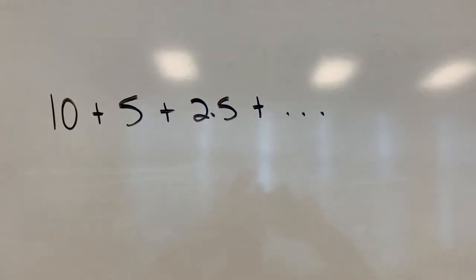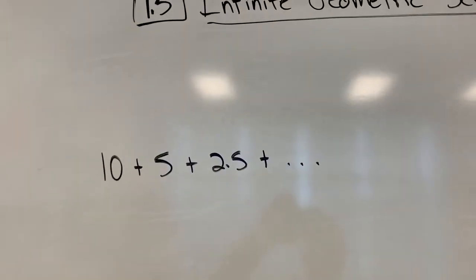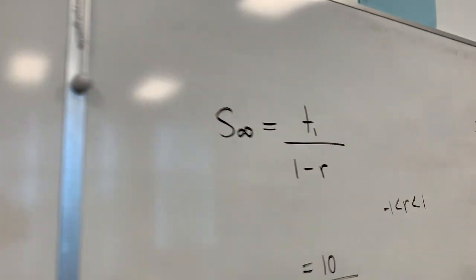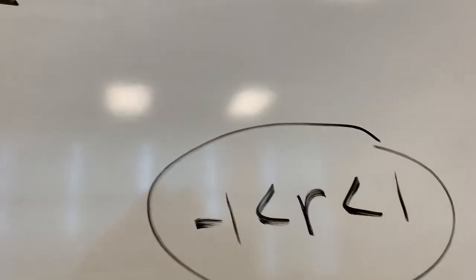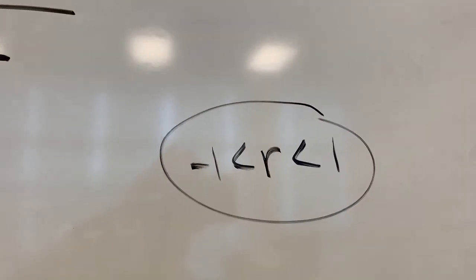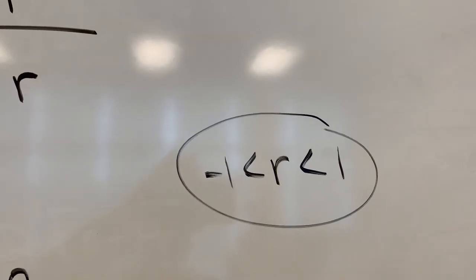If I had a ratio greater than 1, I'd have a growing geometric series, and there would be no possibility to use this. So this condition here is very, very important. You have to have a common ratio between -1 and 1 to be able to even start to try to find an infinite sum.